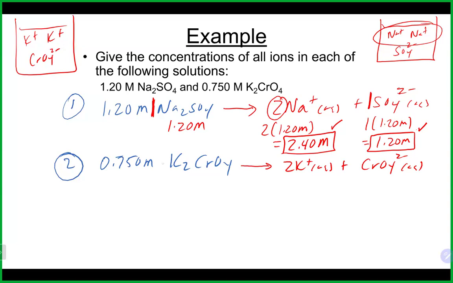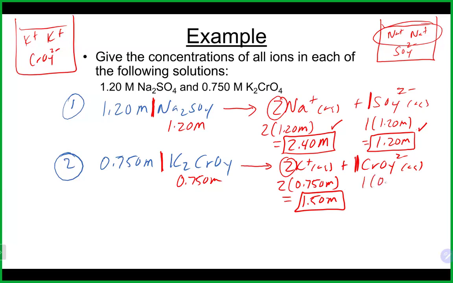So same approach here: there is a 1-to-2 relationship between the whole thing and the potassium. So we're going to multiply the whole thing's concentration by 2, and that will get us 1.5 molar for our potassium. It is again a 1-to-1 relationship between the whole thing and just the chromate ion. That again would mean we multiply the molarity by just 1, or keep it the same, which would be 0.75 molar. Any questions on that relationship?